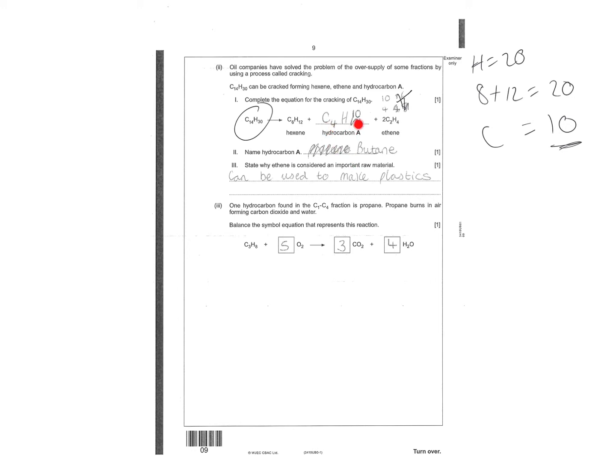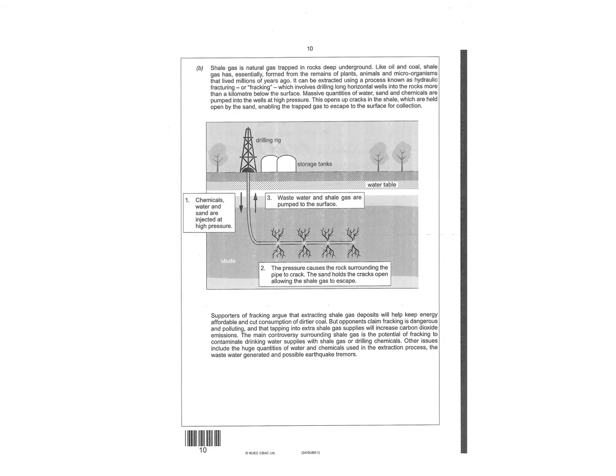Name the hydrocarbon: 4 carbons, no double bonds, so it's butane. State why ethene is considered an important raw material. It can be used to make all sorts of plastics. This then is combustion. Okay, first bit here, there are 3 carbons here, so put a 3 there because there has to be 3 carbons there. Okay, other thing is there's 8 hydrogens there, so we need a number times by 2 to give us 8, which would be 4. The total number of oxygens on this side is 10, so we need a number times by 2 on this side to give you 10 oxygens.